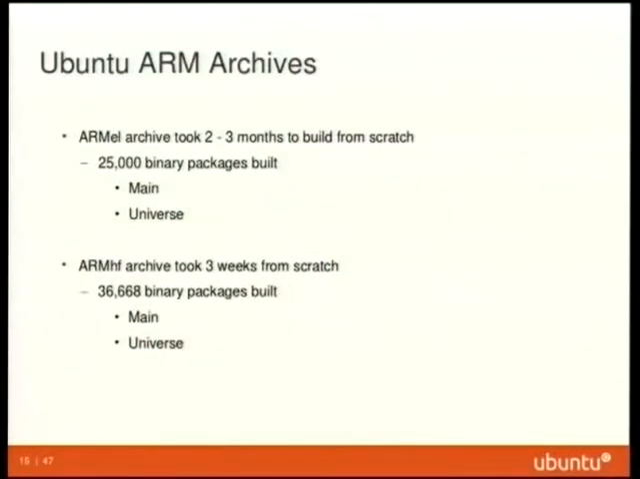So when we built the ARM-EL archive originally, it took almost 3 months to build it from a standing start. There were 25,000 binary packages built, and that's across the main and universe archives. Those of you that know Debian and know Ubuntu, we have the archives named as main, which is cared about by the Canonical folks, Universe, which is cared about by the community. Then you've got other ones, binary, restricted, and so forth, where you can put different types of files that aren't under open source licenses.